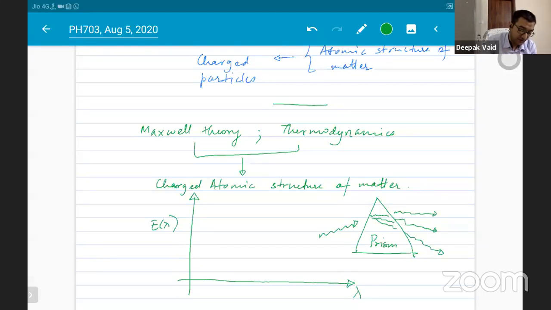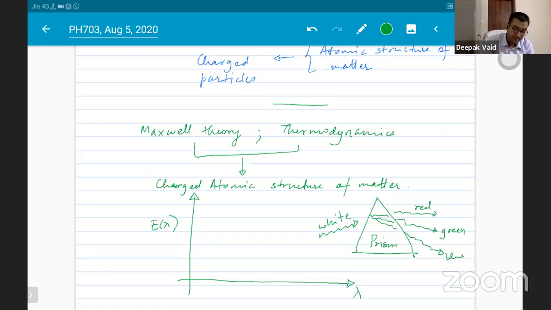So for instance, if you send in white light, some mixture of different, not monochromatic light, it will get broken up into light of different wavelengths, where this will be, let's say, red, and then this will be green, and this will be blue. So now what people said is that, well, let's take a black body, let me analyze this radiation, let me see how much is red, how much is green, how much is blue, and so on.